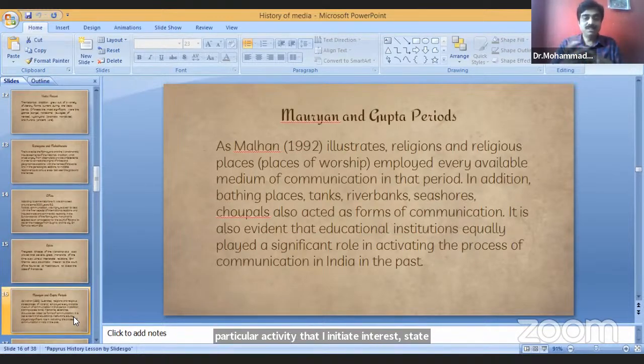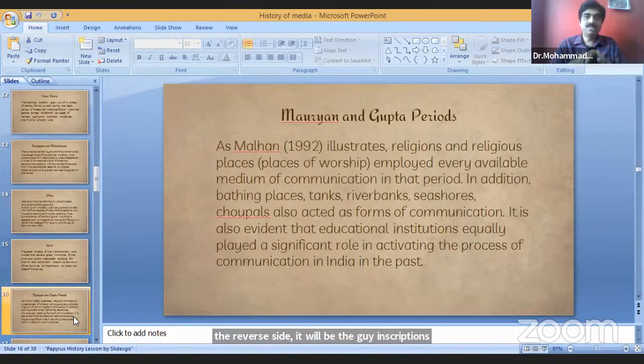Next, as Malhan in 1992 illustrated, religious places of worship employed every available medium of communication in that period. In addition, bathing places, tanks, river banks, seashores, and chowpals also acted as forms of communication. It is also evident that educational institutions played a significant role in activating the process of communication in India in the past.